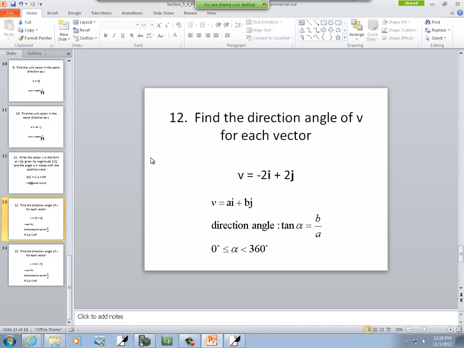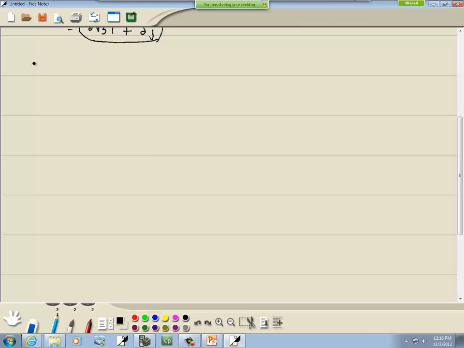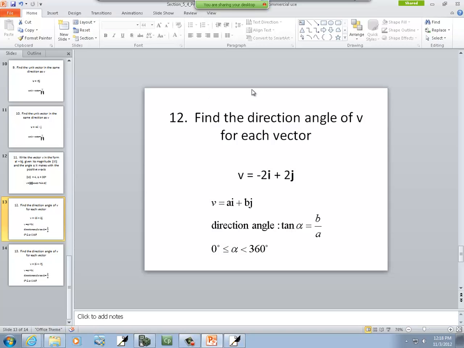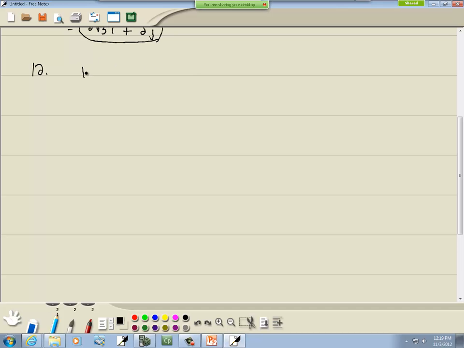Okay. Now this says find the direction angle of v for each vector. And what are we talking about there? Well, let me graph this. Negative 2i plus 2j. Remember, the i corresponds to your x-axis, and j corresponds to your y-axis. So negative 2, positive 2 would be right here. So that's our vector. And we're trying to find this angle right here.